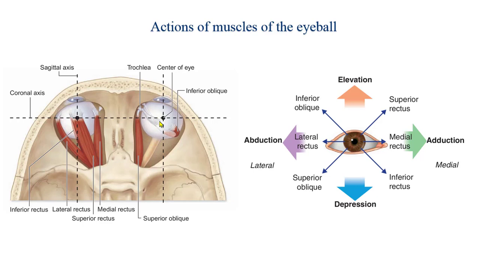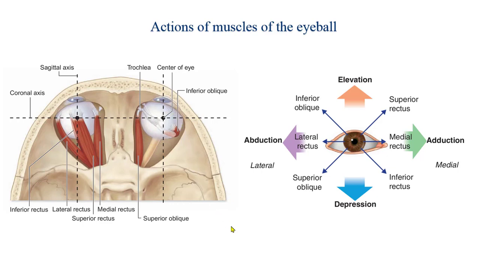This muscle attaches to the superior posterior part of the eye, so contracting this muscle pulls the posterior part of the eye superiorly but depresses the anterior surface of the eye. And finally, the inferior oblique elevates the eye and turns the eye laterally. Since this muscle attaches to the inferior posterior part of the eye, contracting this muscle pulls the posterior part of the eye inferiorly but elevates the anterior part of the eye.